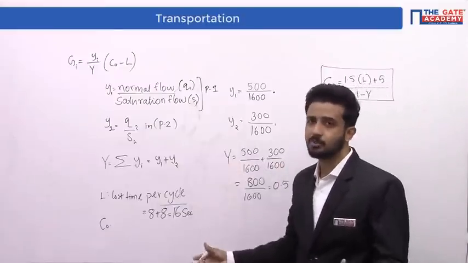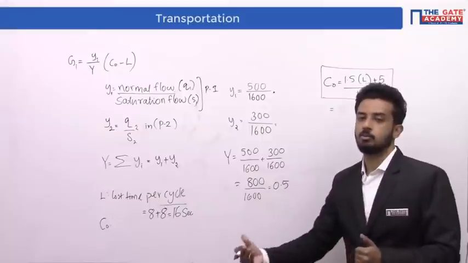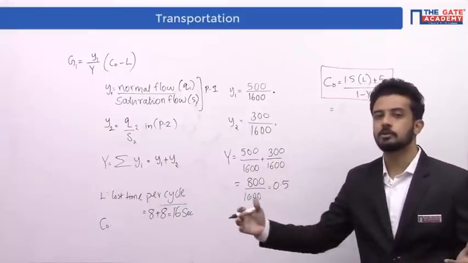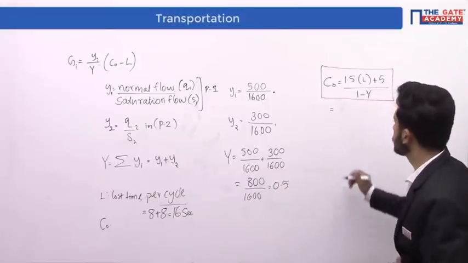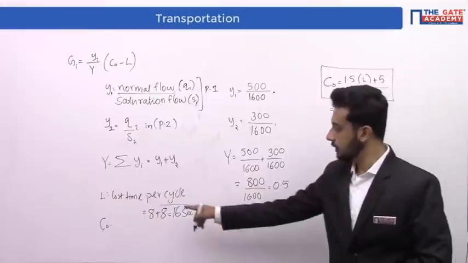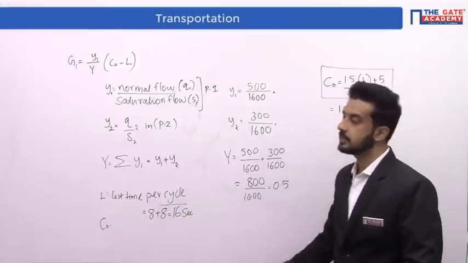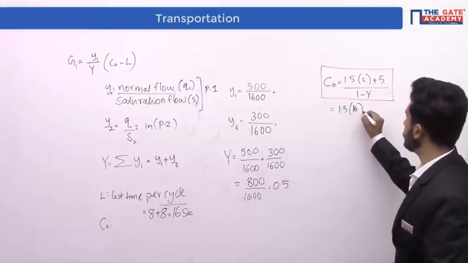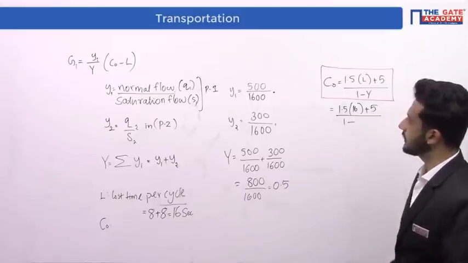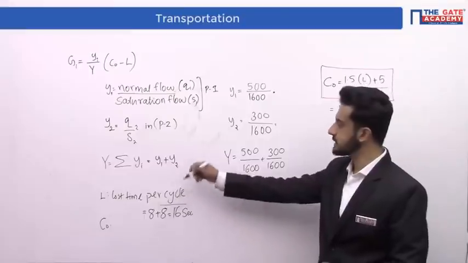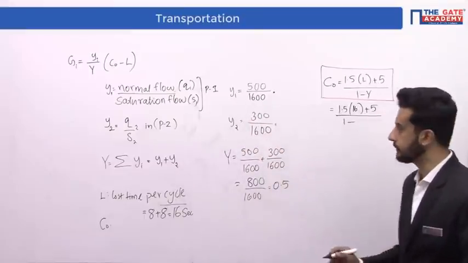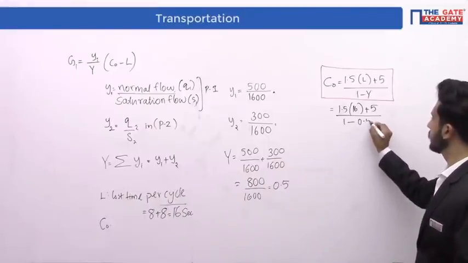We don't have separate values. For a cycle, what is the length of time? What is the value of cycle time? So 1.5, what is the value of L? Lost time per cycle, it is 16, plus 5, divided by 1 minus, what is the value of capital Y? The sum of 2 ratios. I am getting 0.5.